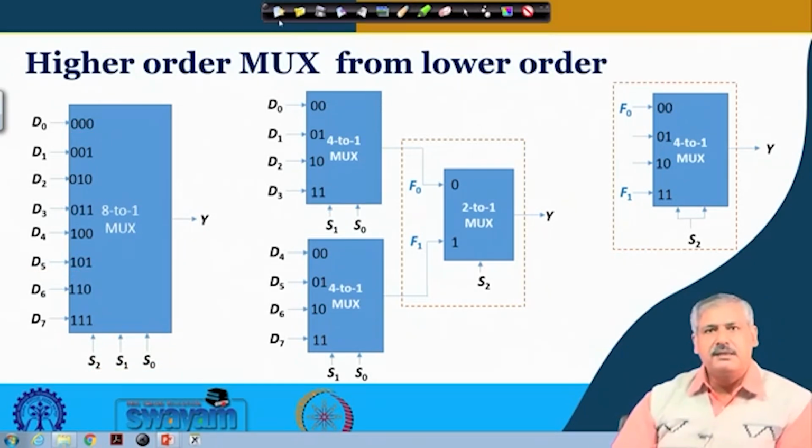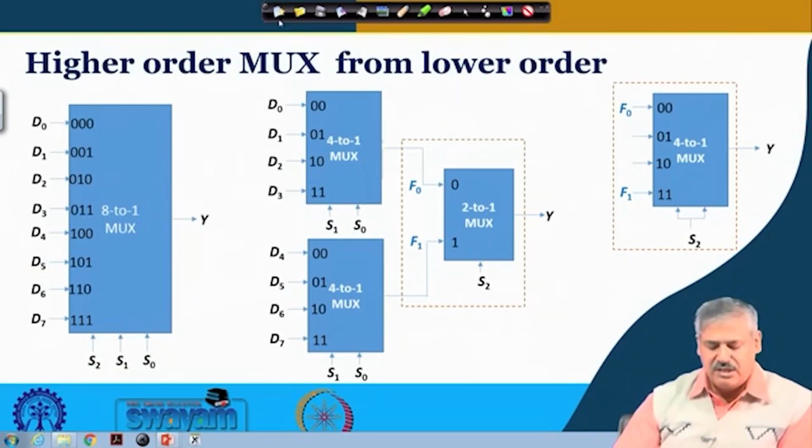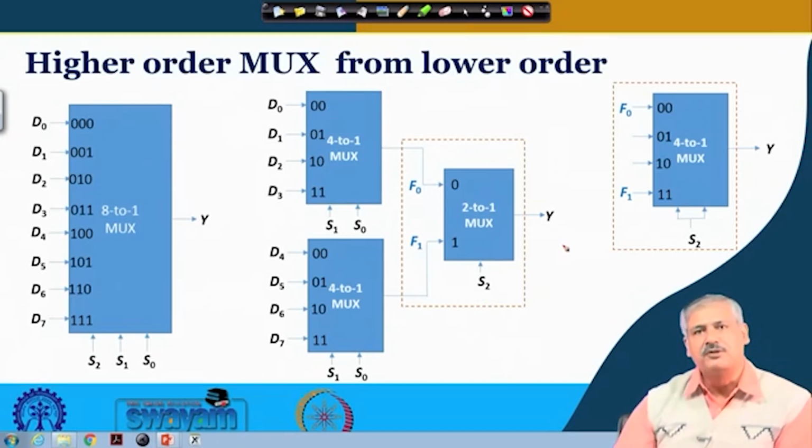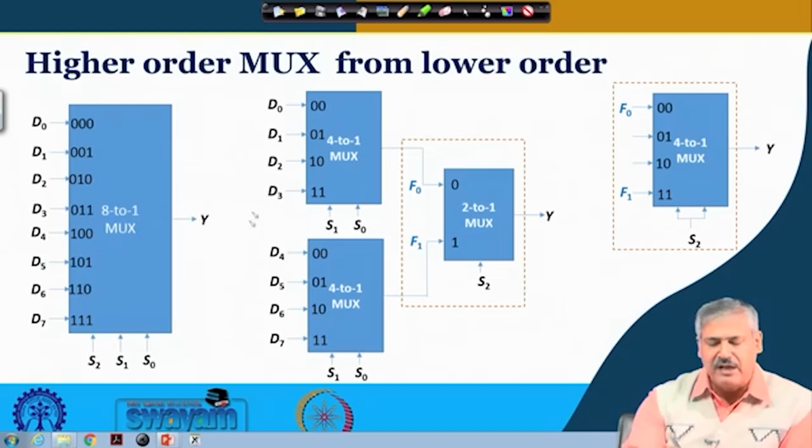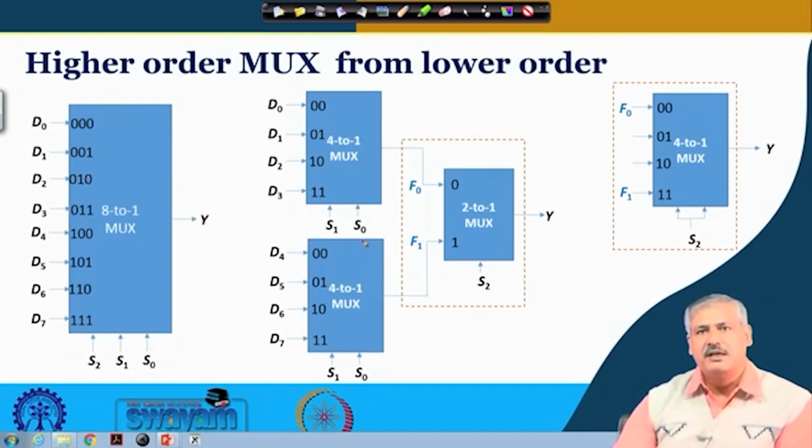And how can we get this 8 to 1 multiplexer from lower order ones? We can have two 4 to 1 multiplexers, the similar way we expanded the equation before. We can go with the same exercise. So this is one 4 to 1 multiplexer, and this is another 4 to 1 multiplexer with S1 and S0, generating two functions F0 and F1, and S2 drives a 2 to 1 multiplexer which selects which of F0 or F1 goes to the output. F0 and F1 take one of these input values depending on S1 and S0.